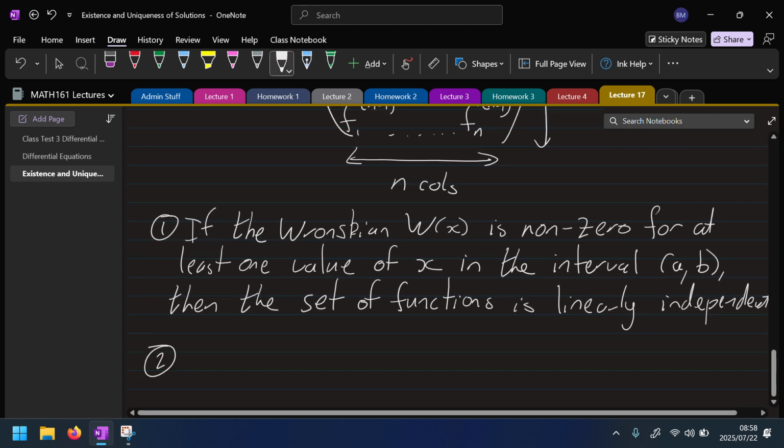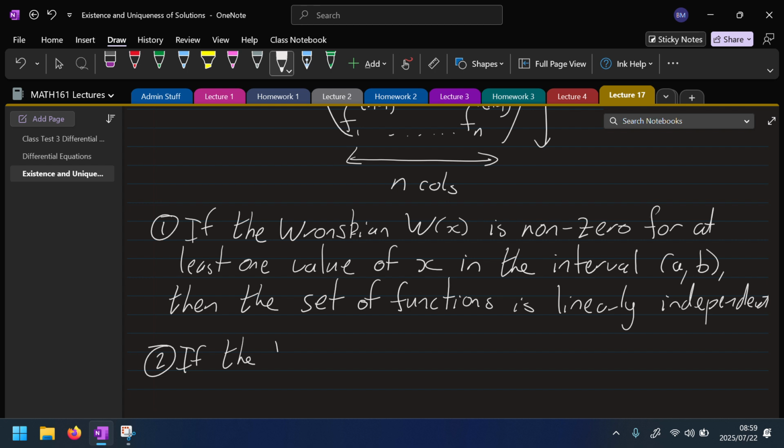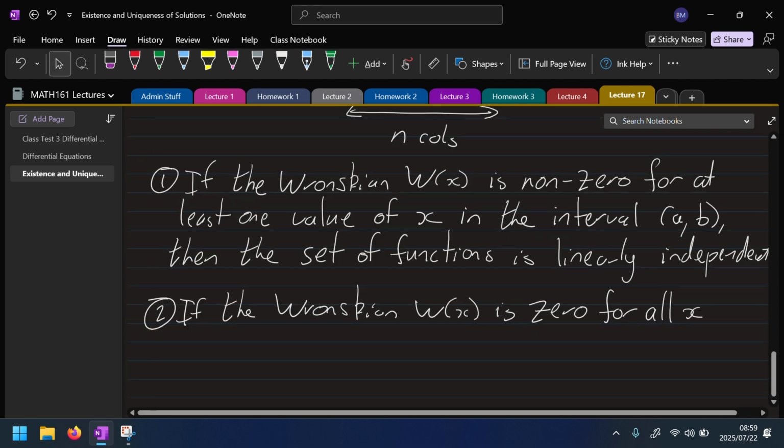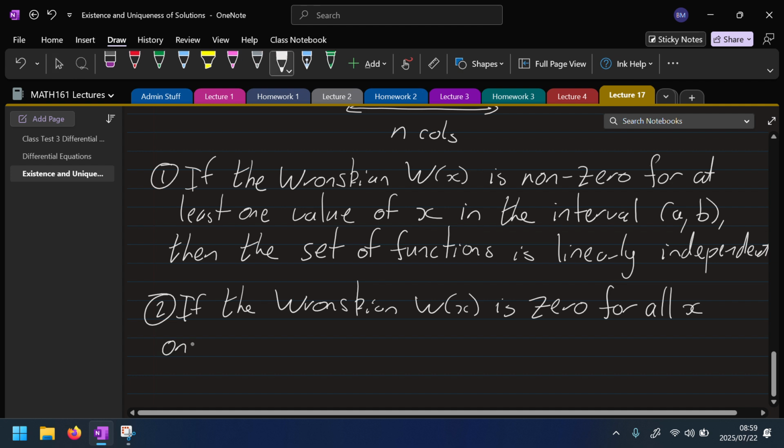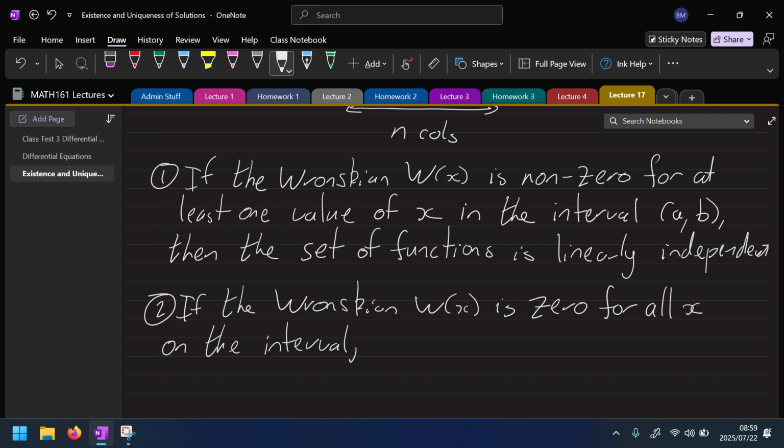And then obviously for case 2, that's the opposite. If the Wronskian W(x) is 0 for all values of x on the interval, then the set of functions is linearly dependent. It's the opposite of case 1.